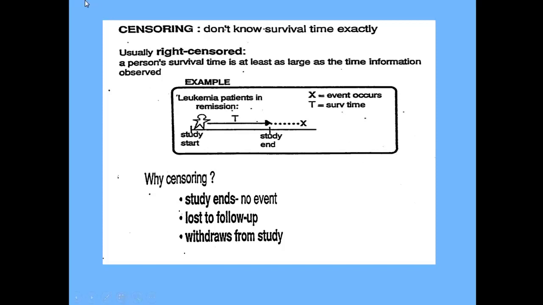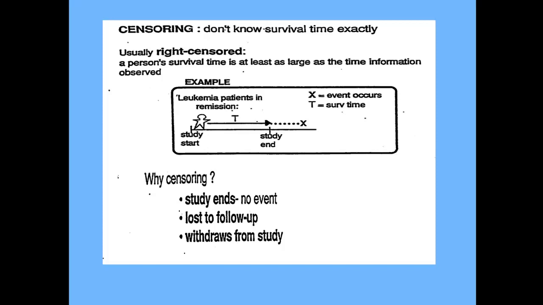Right censoring. And this is something you probably had in 530, maybe. What you mean by right censoring is that a person's survival time is at least as large as the time information observed. So in the leukemia example, it may be that you got somebody that was in there at the start of the study, and the study ended. That's one way this can happen. The study ended, and they still were in remission. We're talking about how long were they in remission.